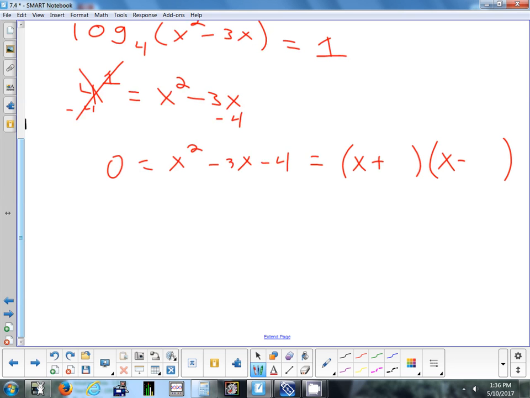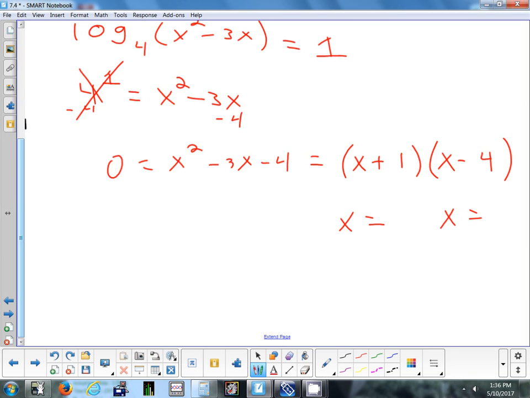And do you want to do 1 and 4 or 4 and 1? Would be 1 and 4. Yes. We want it to be 1 and 4, and we want the bigger number to have the negative sign, so it comes out negative 3. Let's check. X squared minus 4x plus 1x minus 4 plus 1 is minus 3. Perfect.